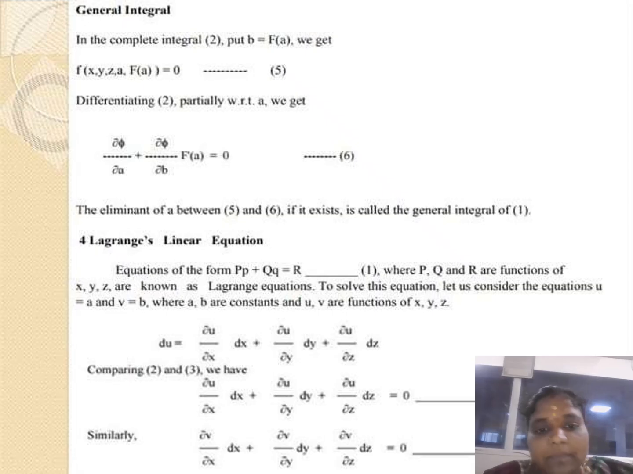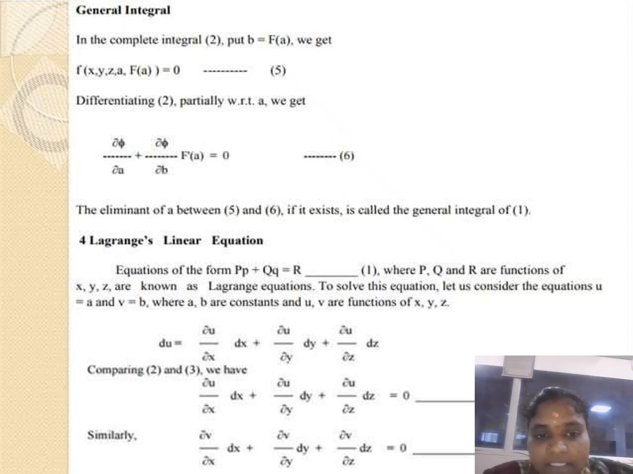So these are very important topics. Then another one is the Lagrange linear equations. It is important in the PDE paper, that is, the Transforms and Differential Equations paper. It is one of the important, repeated university questions in this topic. We have two types of Lagrange linear equations: one is the grouping method, and the other is the multipliers method.